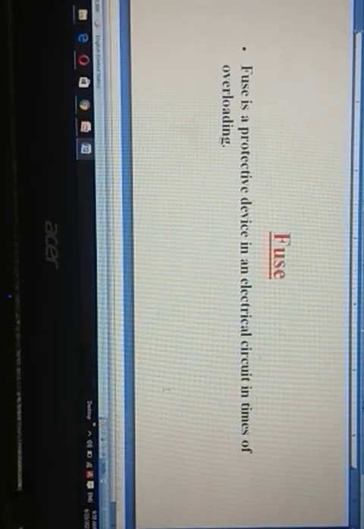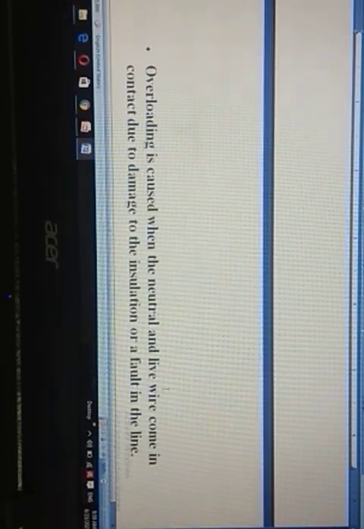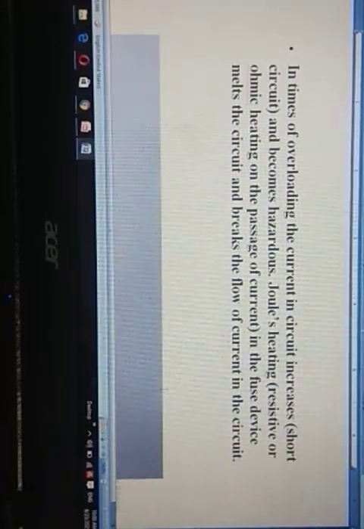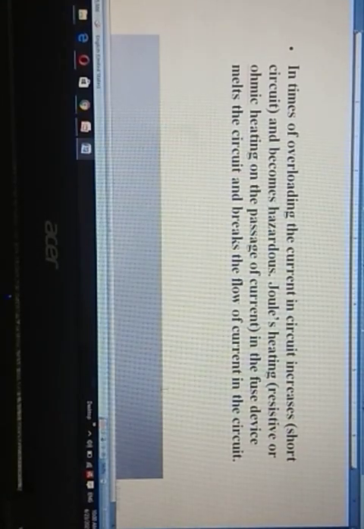A fuse is a protective device which is used in the electric circuit at the time of overloading and short circuit. A short circuit is caused when the neutral and live wire come in contact due to damage of insulators. At the time of a short circuit, the current in the circuit increases in a very short time and becomes hazardous. The Joule's heating effect, or ohmic heating effect, of the current passing through the fuse melts the fuse wire and breaks the flow of current, hence we are safe.